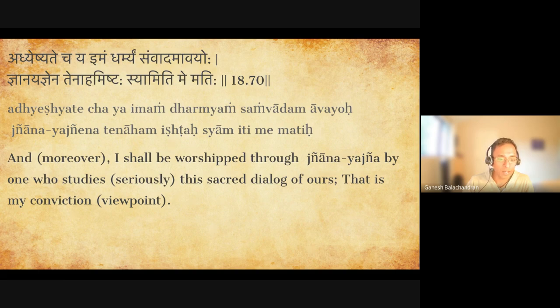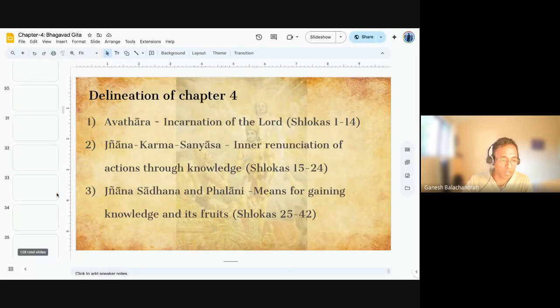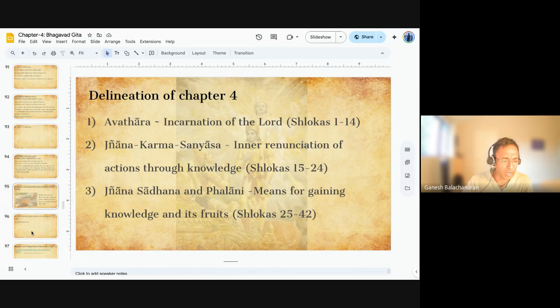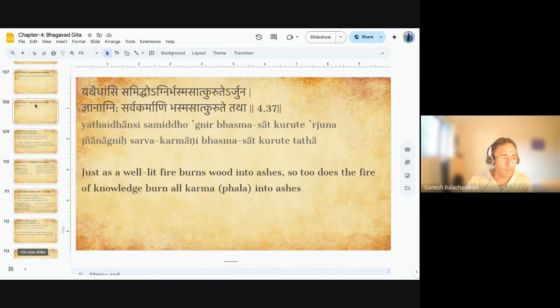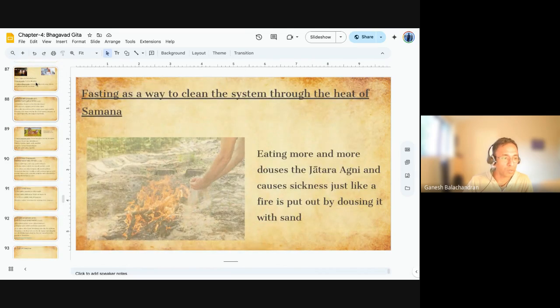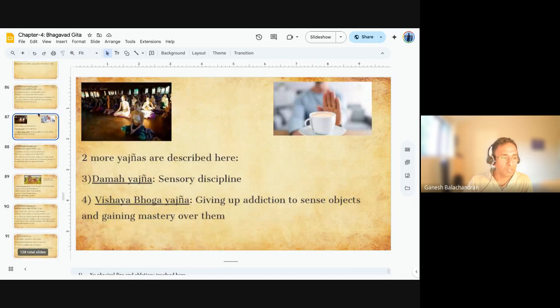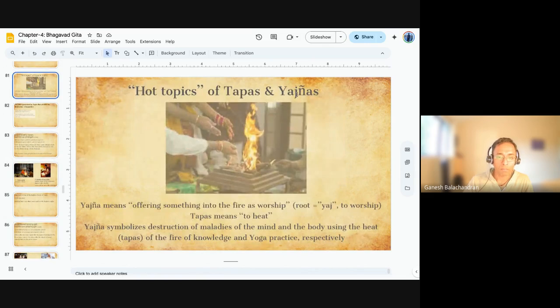Yes, so there Bhagavan talks about Jnana Sadhana and phala, means for gaining these fruits, and there he goes into very great detail about all the types of yajna. So he talks about the different types of yajnas to cleanse the body, all that, right? So this is what's covered. Tapas and yajna. Basically, it is like fire to cleanse the body. Yajna means offering something into the fire as worship. Here, it's not literal fire, it is the jnana.